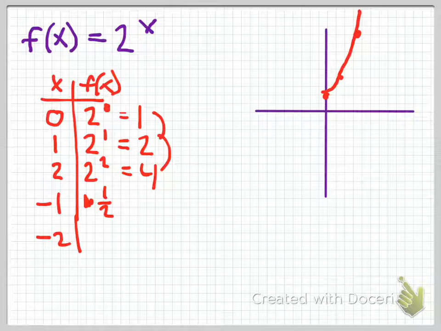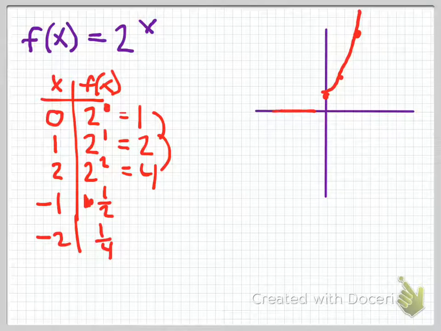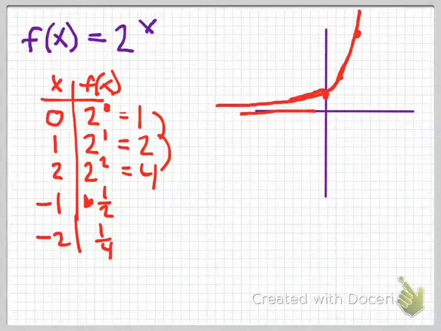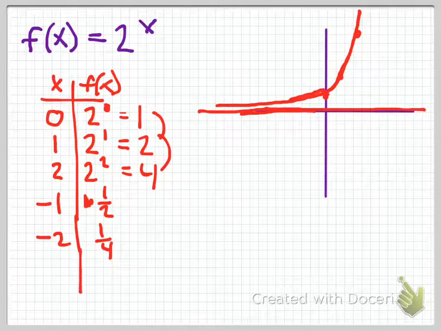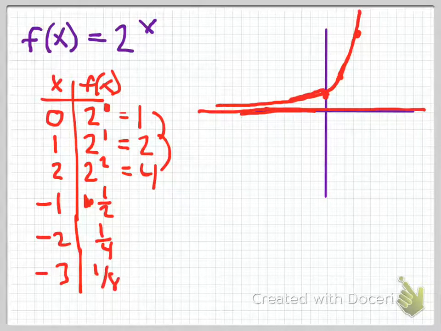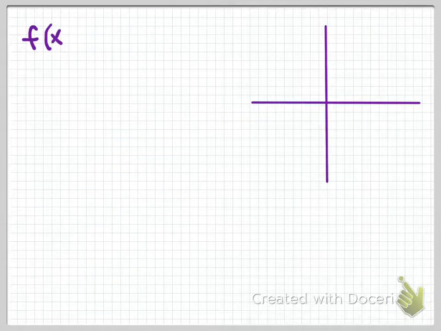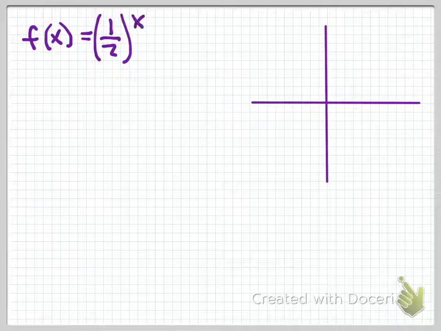And then the negative 2 would be 1/4. Okay? And that means that when we have negative x values in this direction, the outputs keep getting smaller and smaller. So it'll look like this, and it will hug this. It does have an asymptote here at 0, so it stays above the x-axis. It's just these outputs, like if we put a negative 3 in, we get 1/8. They'll just keep getting smaller and smaller, closer to 0.